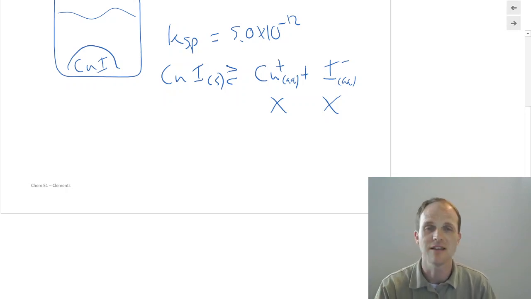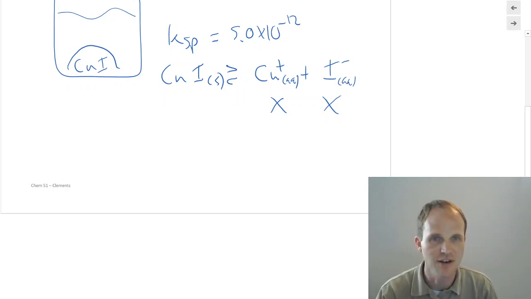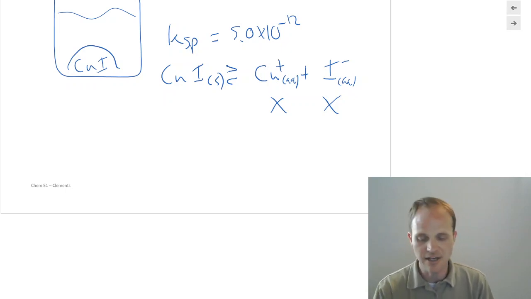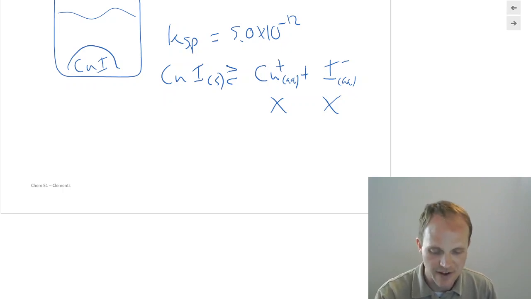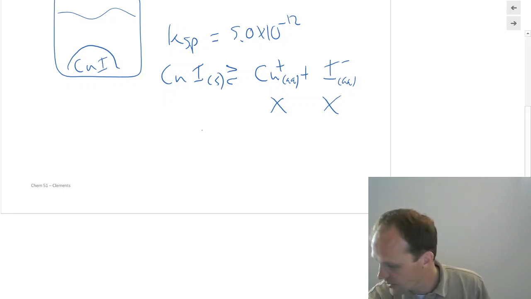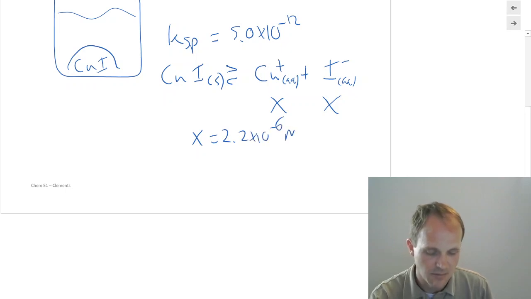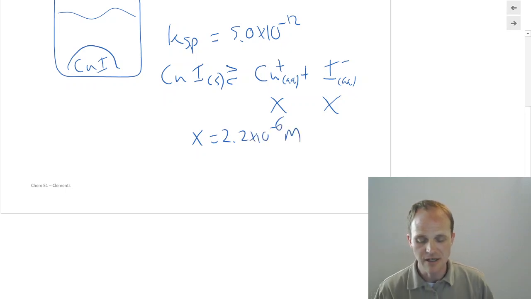I'm shorthanding it. You should always write this out because I need to know that you're writing these out properly. But I'm shorthanding it here. And so your solubility is just the square root of that 5.0 times 10 to the minus 12th. And so you get that x equals 2.2 times 10 to the minus 6 molar. That's the solubility of copper iodide in water.